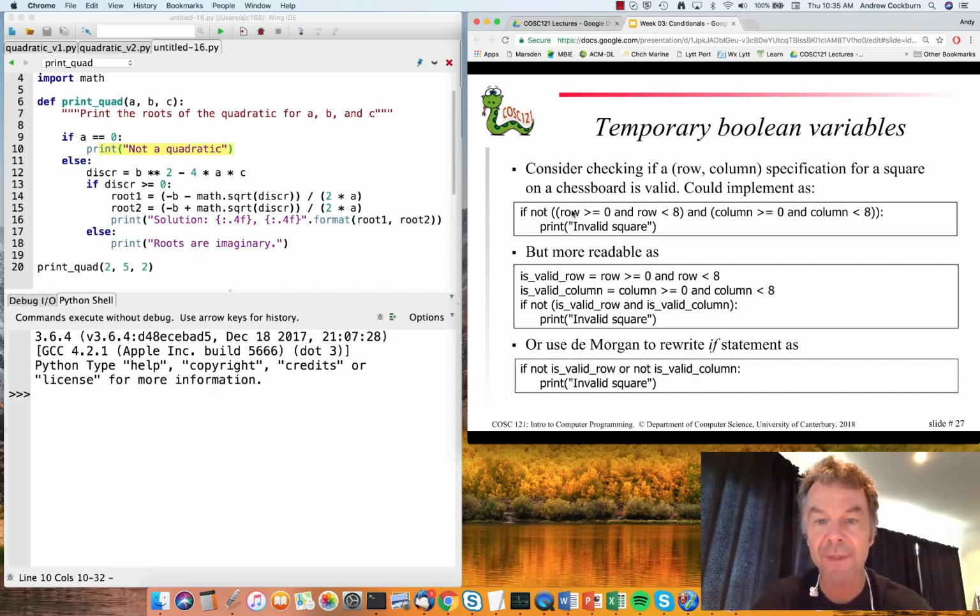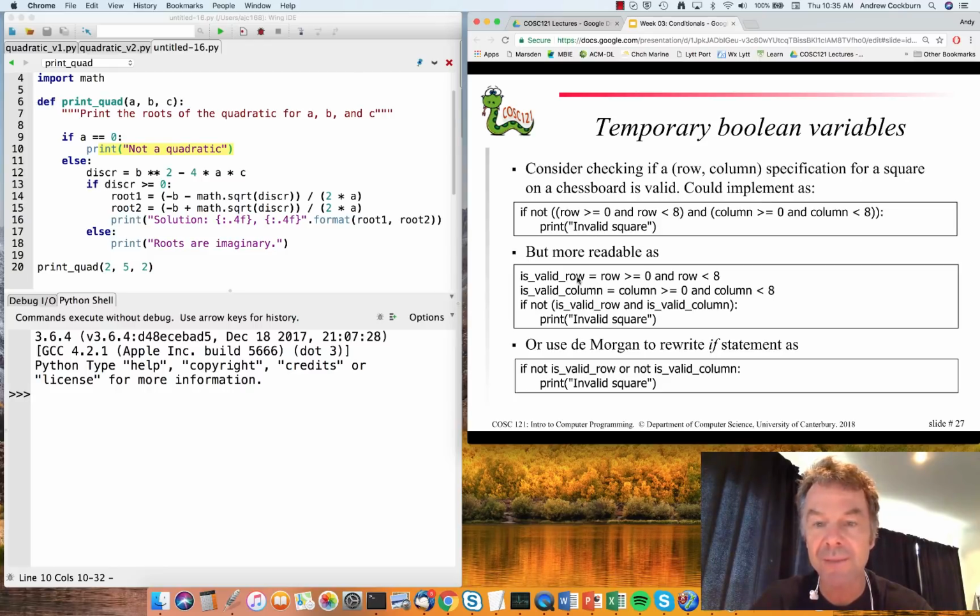Okay? We could implement that using this rather complex, or overly complex, structure, where we say if not, row is greater than or equal to 0 and row is less than 8, and column is greater than or equal to 0 and column is less than 8. If those two conditions are not true, we'll print out invalid square.